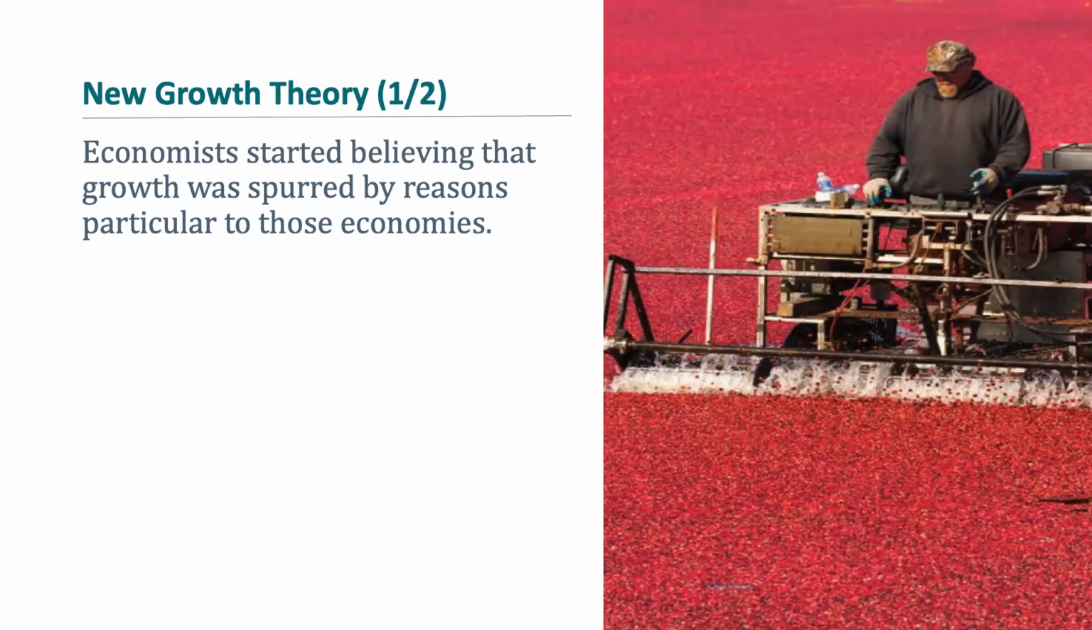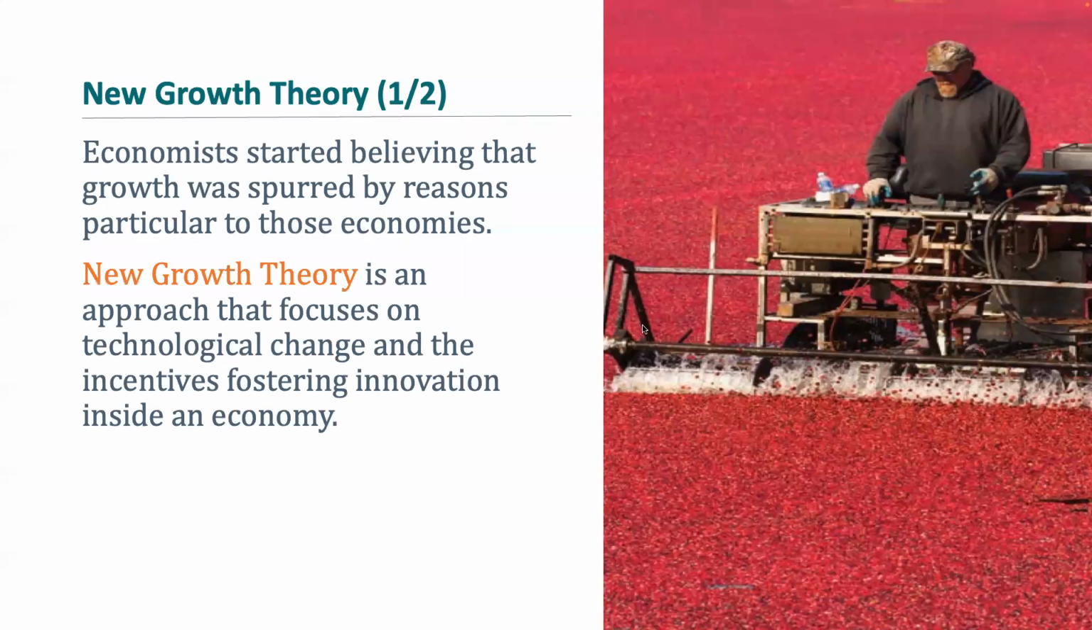So modern economic theory, what we use now, focuses on new growth theory, and it focuses on particular reasons that some nations experience technological advancement while others do not. With this, economists started to believe that growth was spurred by reasons that were very particular to certain economies. New growth theory specifically is an approach that focuses on that technological change that we talked about before, as well as those incentives that were fostering innovation inside a particular economy.